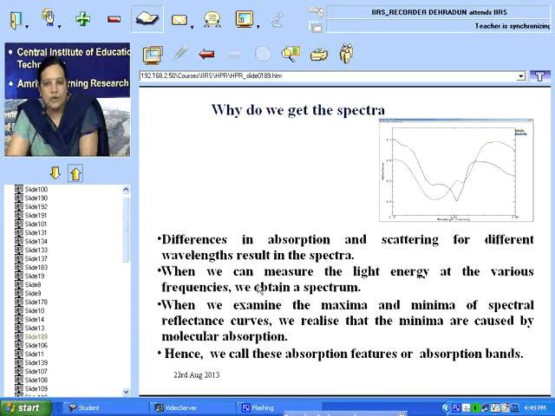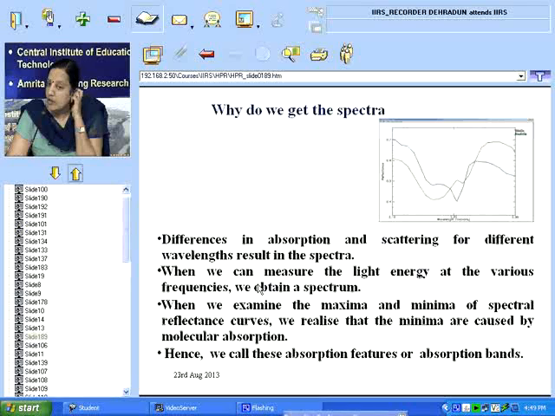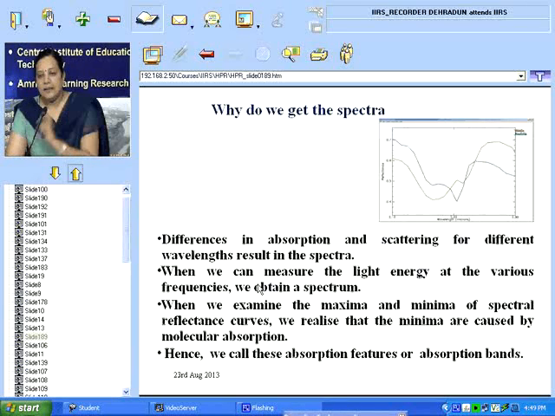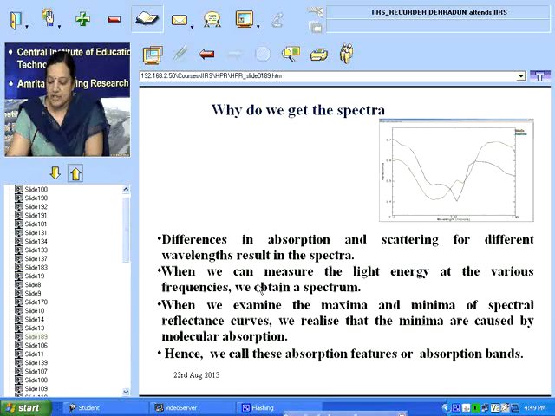Now, why do we get the spectra? If you see, differences in absorption and scattering for different wavelengths result in spectra. And why do we get these absorptions? These absorptions are caused by molecular absorptions, and the molecular absorptions result from various processes like electronic, vibrational, and rotational processes.